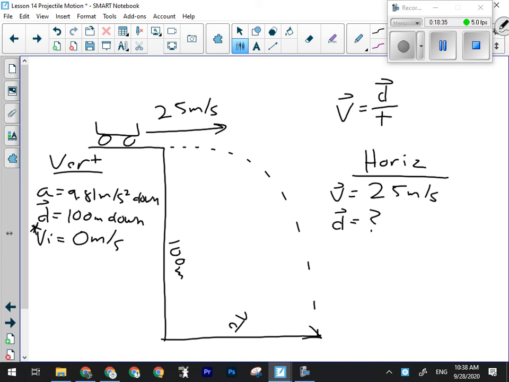So could I find the time using my vertical information? I could, because I have a formula that has all of these things in it.